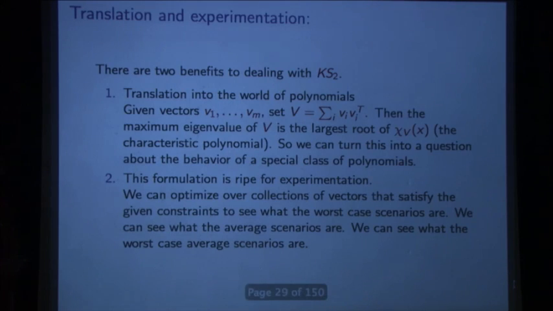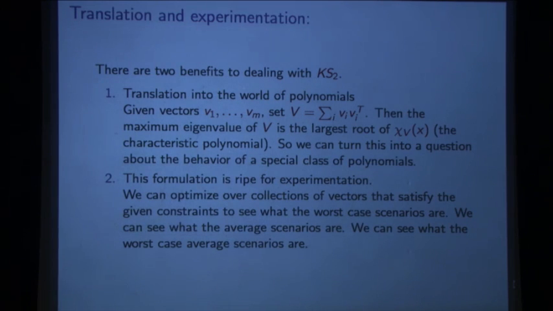So, attacking the problem. Despite not telling you what KS2 was, let me tell you what's nice about our formulation that's somehow not nice about Kadison-Singer. One is that we're able to translate this into the world of polynomials. Given a collection of vectors, I can form the sum of their outer products. Then the maximum eigenvalue of this matrix is the largest root of the characteristic polynomial. So instead of dealing with matrices, I can start asking questions about this special class of polynomials.